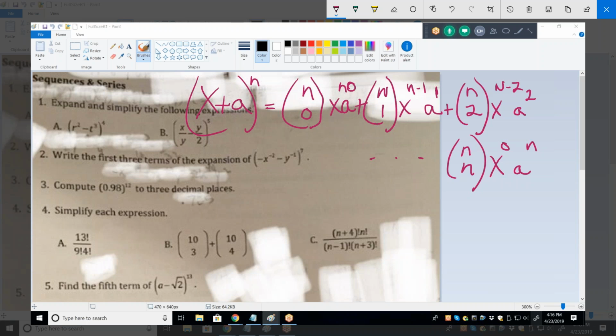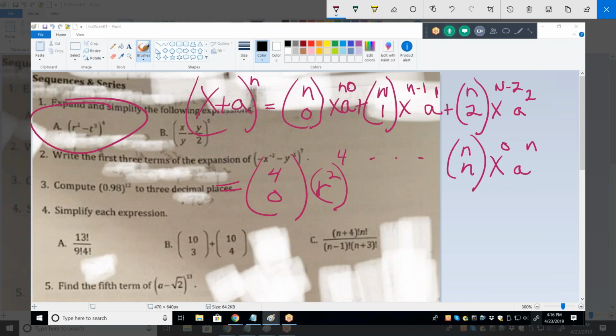Okay, so let's do this one right here. We know what x is and we know what a is. So, what's the first term? The first is going to be 4 choose 0. I'm going to put it in parentheses. That's x. So it's x to the 4th.